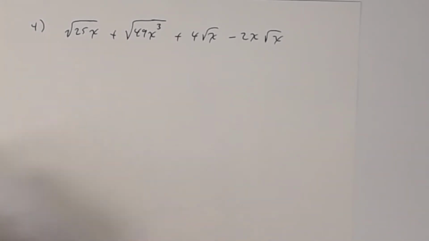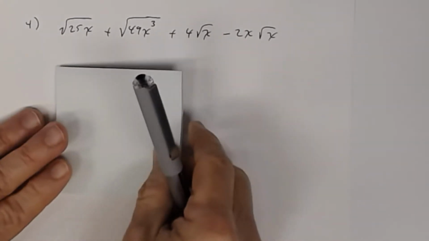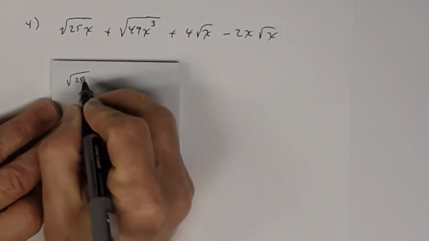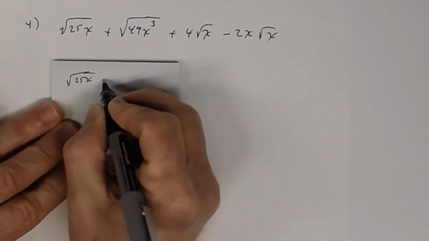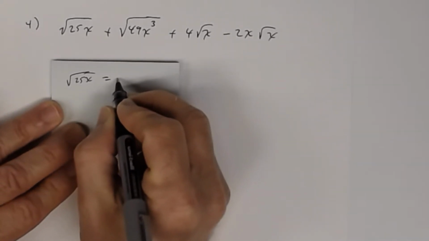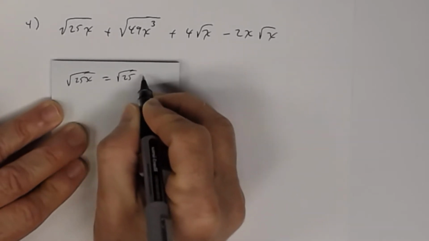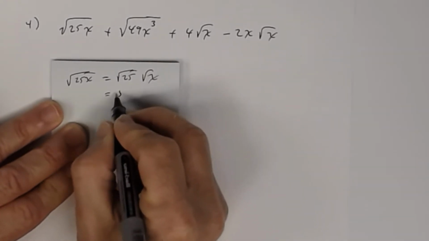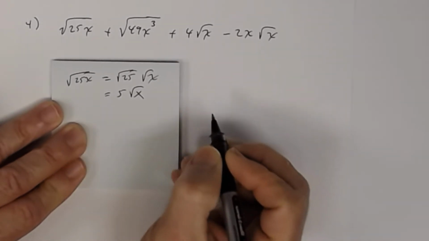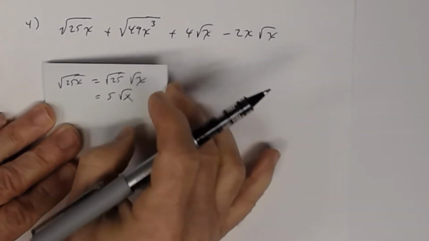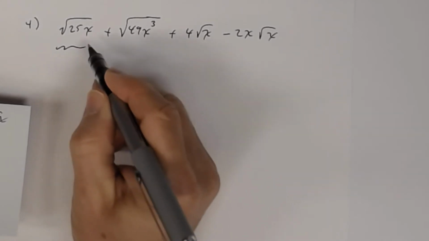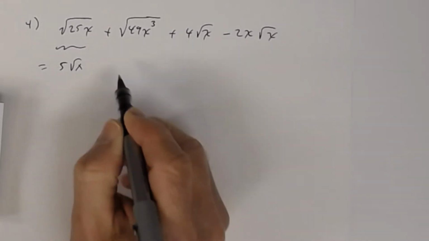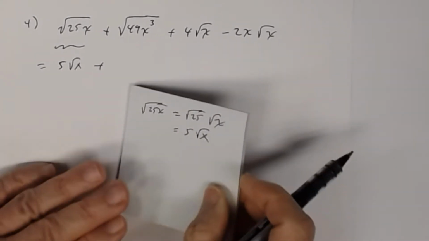So let's talk about the square root of 25x. According to the product rule for radicals, I can write this as the square root of 25 times the square root of x. 25 is a perfect square, so that becomes 5 square root of x, right? So right off the bat, I know this is 5 square root of x, okay? Plus, now let's talk about this one.